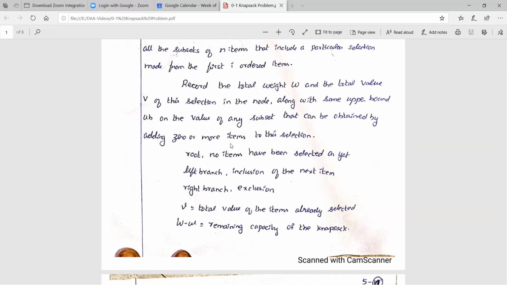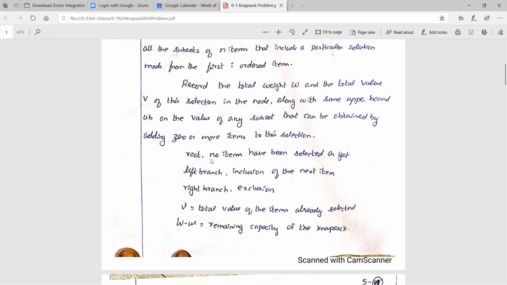Okay, so if it is a maximization problem, then we have to identify the upper bound value. Here, adding 0 or more items to the selection. For example, in the state space tree, we have the left part and also the right part. The left part includes the object, and the right part excludes the object. Adding 0 items means it belongs to the right part; adding more items means it belongs to the left part.